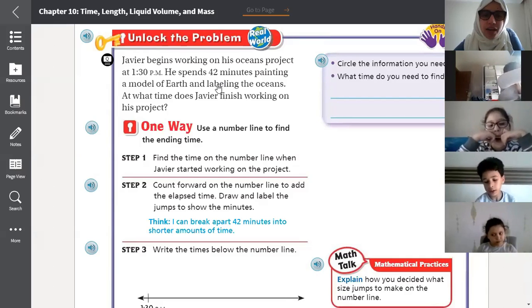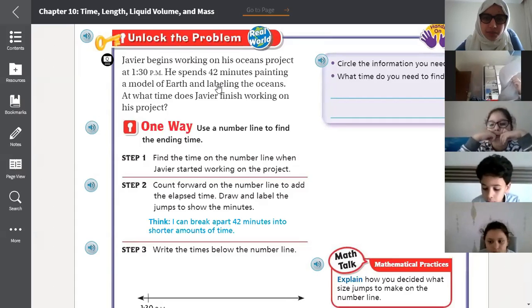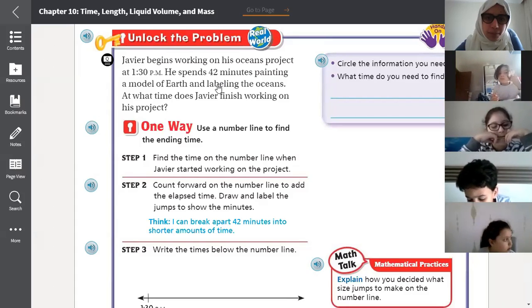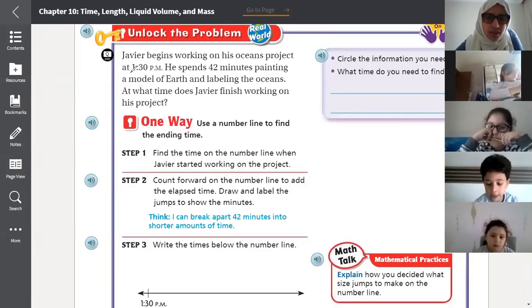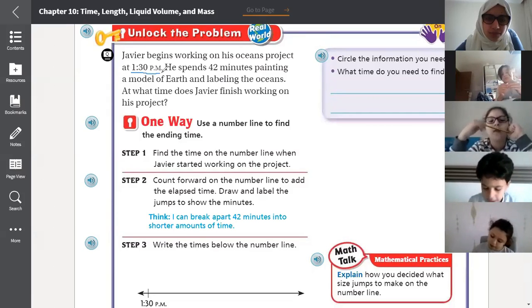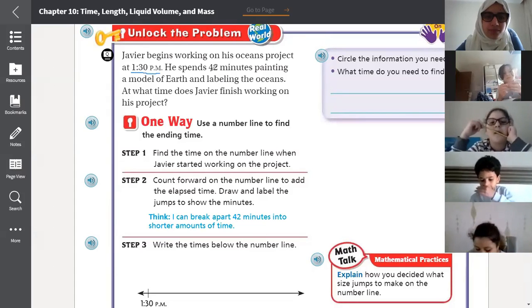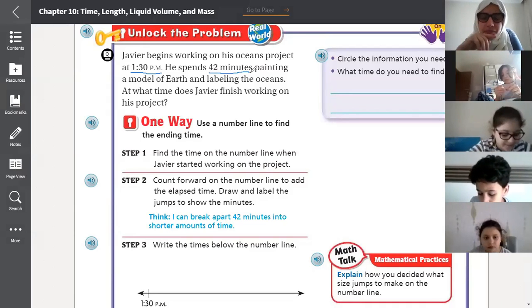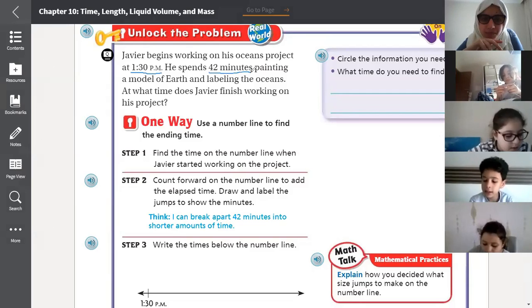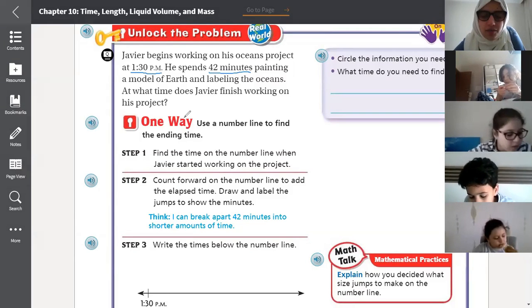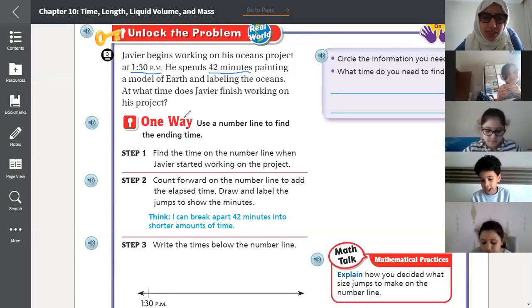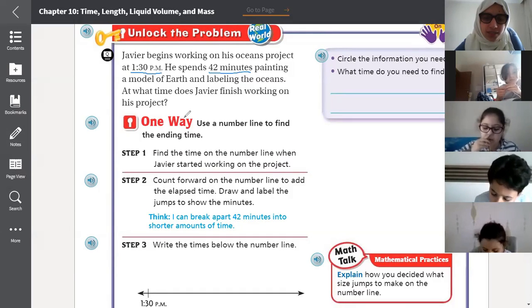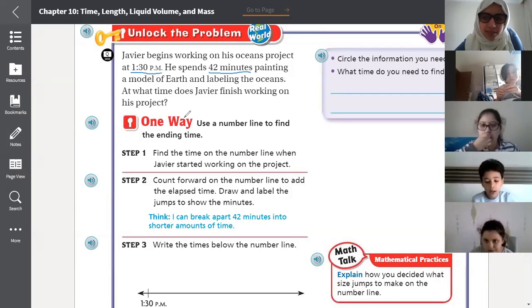Javier began working on his ocean project at 1:30 p.m. He spent 42 minutes painting a model of Earth and labeling an ocean. What is the time? Does Javier finish working on his project? Thank you, Fahad.